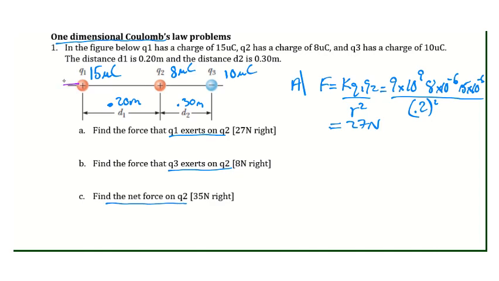So they should be pushing apart from one another. Q2 is going to push Q1 this way, and Q1 is going to push Q2 this way. So in this problem, we're finding the net force on Q2. Well, Q1 is pushing Q2 to the right. So this 27 newton force is to the right. So that's the effect of charge 1 on charge 2. That's the first half of the problem. The second half is going to be figuring out what is the effect from charge Q3. So we have another Coulomb's law problem.